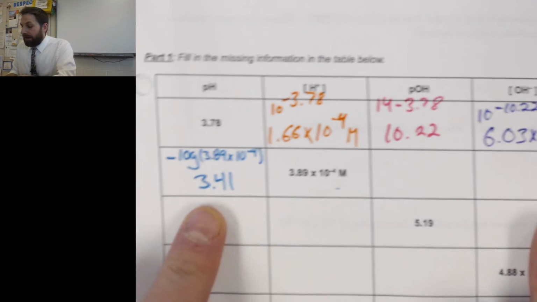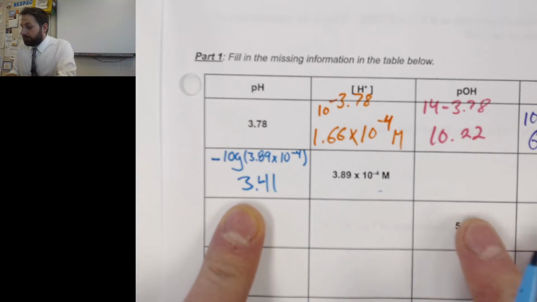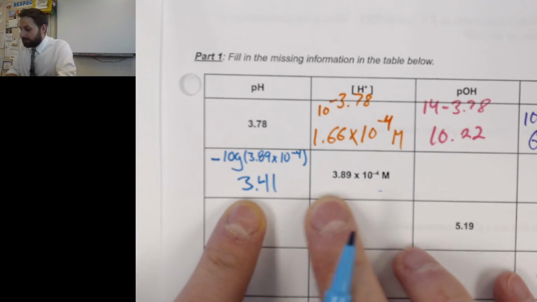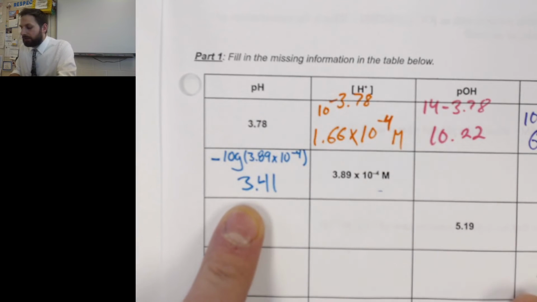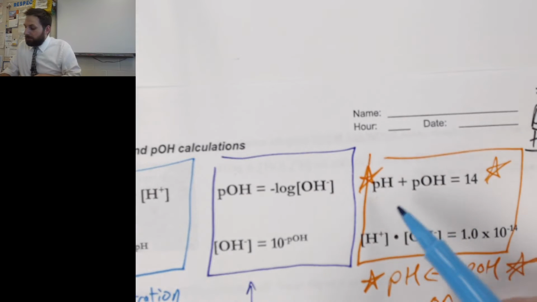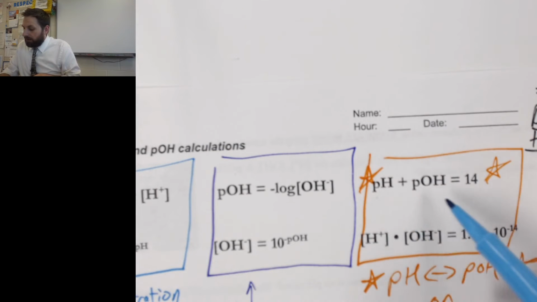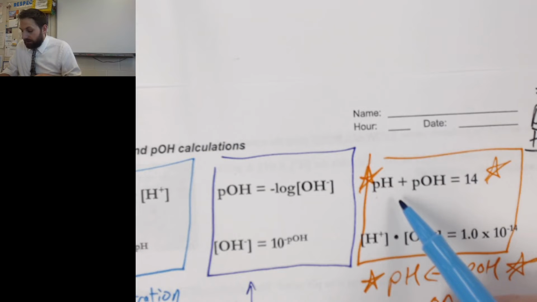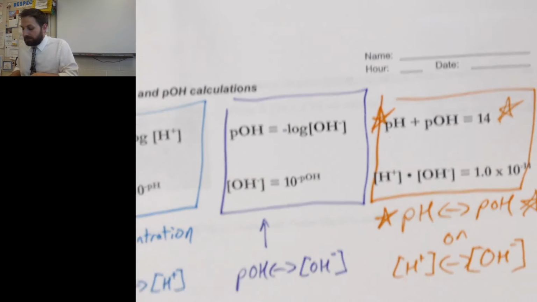Okay, so I have a pH number. I can really go between these two. We saw that with the blue equations. We're good there. I'm going to look up here. Look at how pH and pOH are related to each other. They need to equal 14.